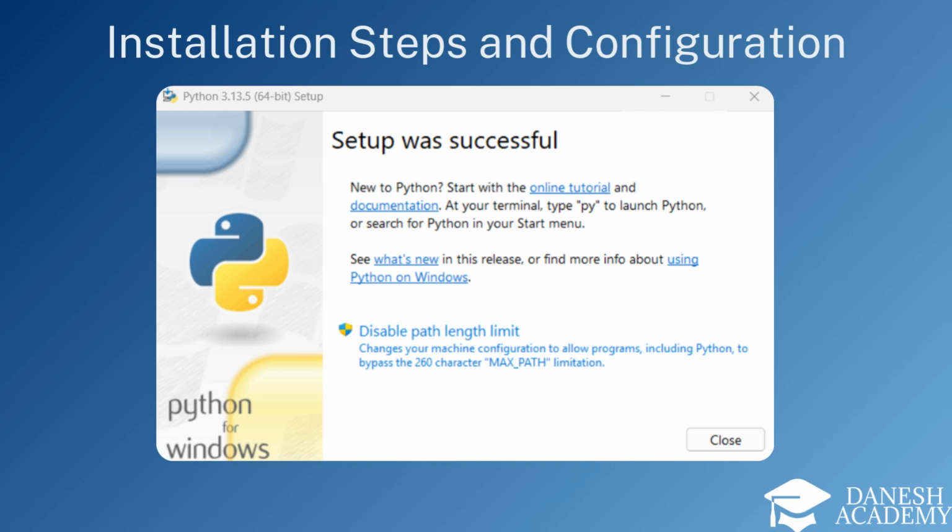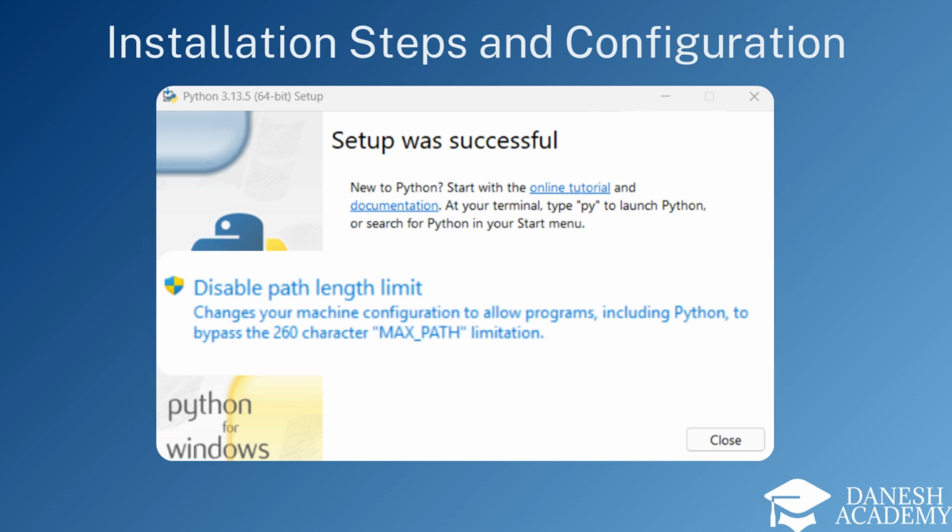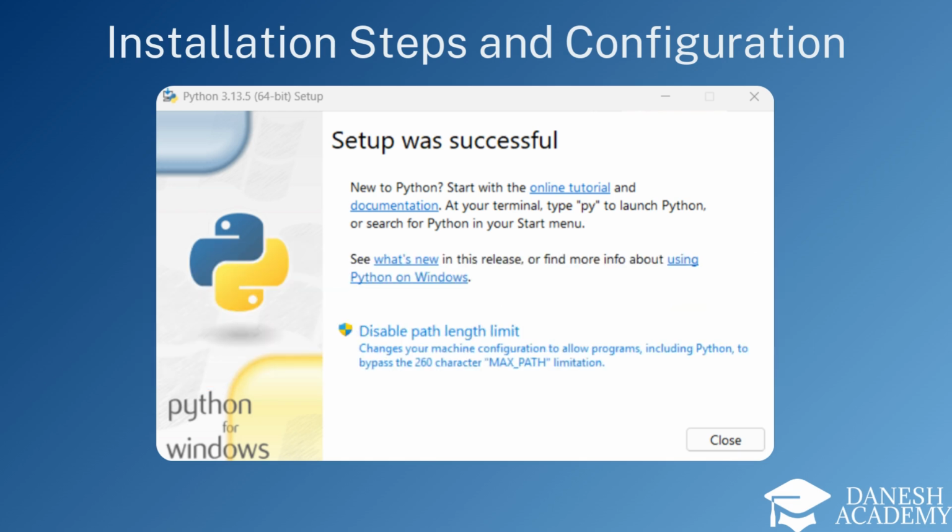There are also helpful links here, including the official Python tutorial and documentation. At the bottom, there is an option called Disable Path Length Limit. If you click this, it allows Python to work with file paths longer than 260 characters. This step is optional, but recommended for avoiding future issues in some projects. Finally, click on Close to finish the setup.